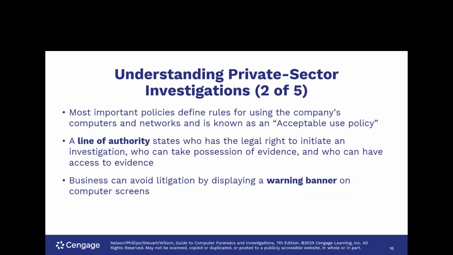Now, companies should have clear policies explaining how employees are allowed to use their company computers and networks. This should be the acceptable use policy. Organizations should also establish a line of authority identifying who can authorize an investigation and who can access evidence. Now, when they have these clear policies, this makes investigations much easier because employees know what is and what isn't permitted.